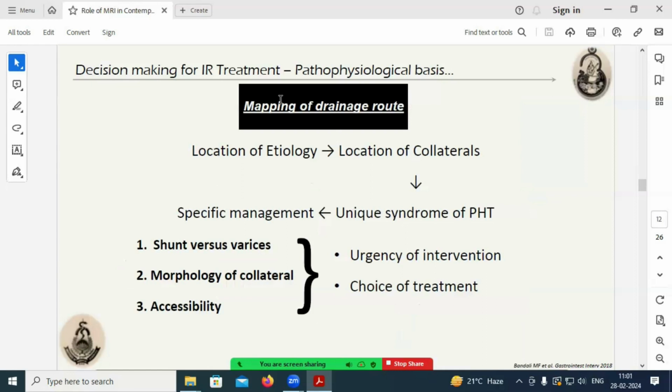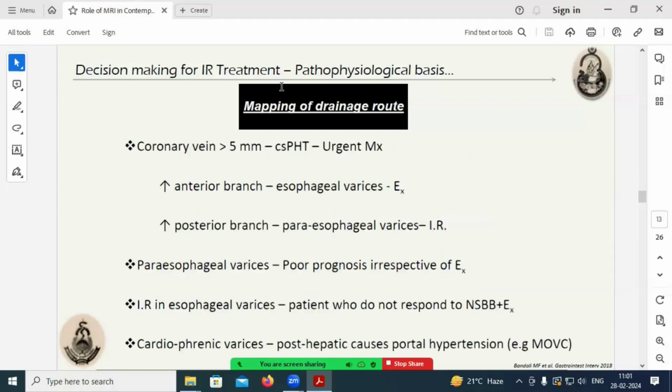And the mapping of the drainage route in turn decides what should be the urgency of intervention and what is the choice of treatment. Because by this we will get an idea of what the collaterals are, where they are located, how we can reach them, and what approaches can be used to reach those collaterals. And just for an example, if we have a coronary vein which is significantly dilated, that's an indication for urgent management.